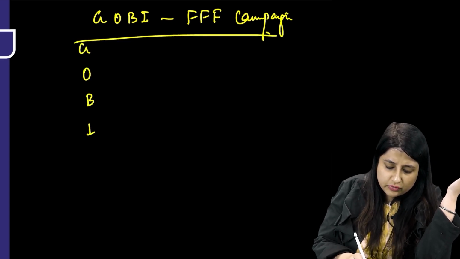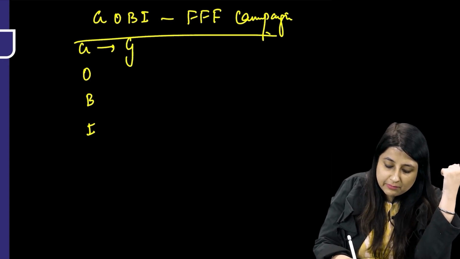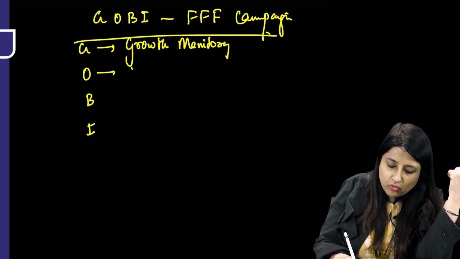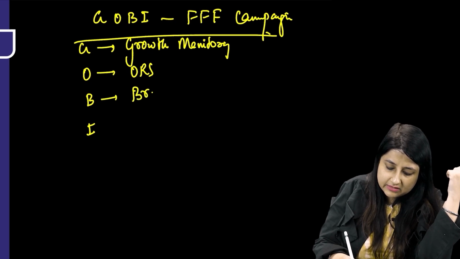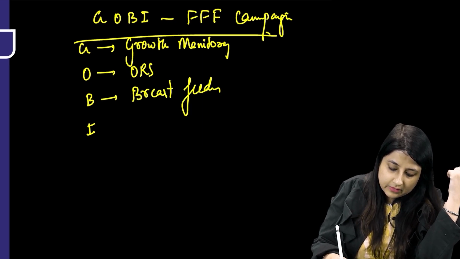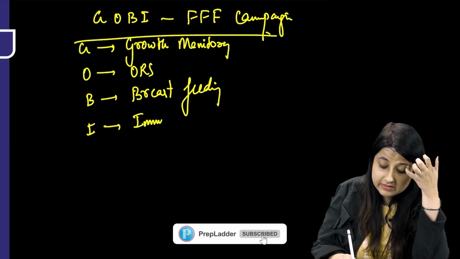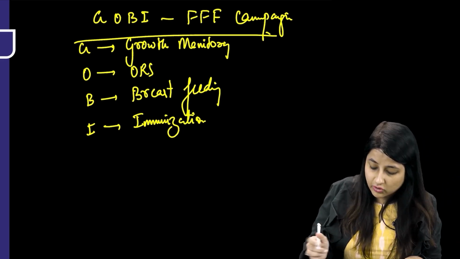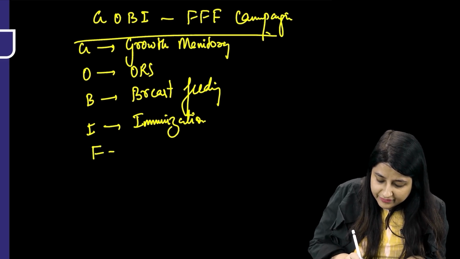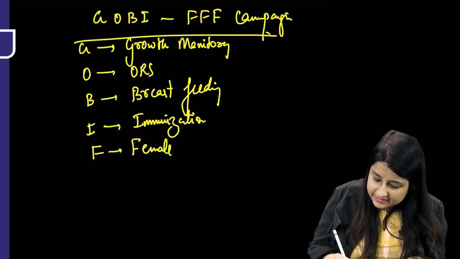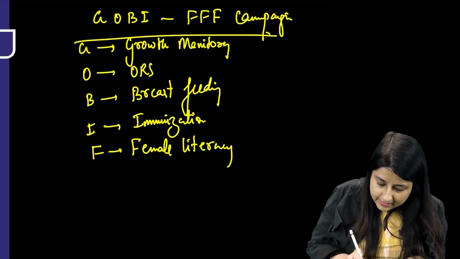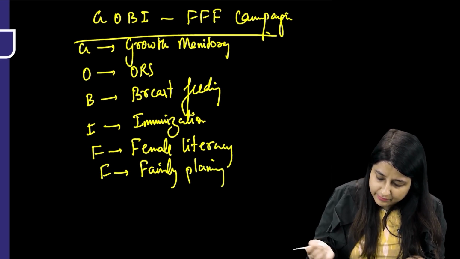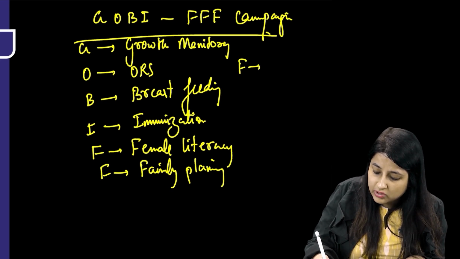So for children, what is required by GOBI? G means growth monitoring, O means ORS, B means breastfeeding, I means immunization. And what are the 3 F's that it is standing for? Female literacy or education. The other F is family planning. This was added later, but we have to know them. And one more F is food supplements.